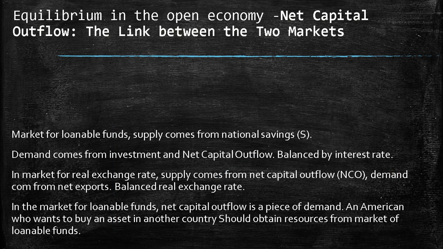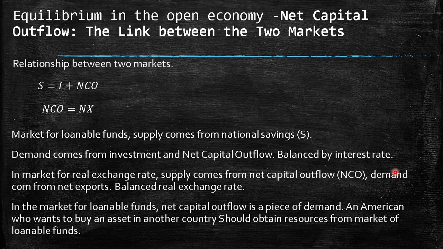Okay. Well, the equilibrium in the open economy, net capital outflow. Then we're going to verify the link between the two markets. So we already know that we have the market for loanable funds and we have the market for foreign exchange, the exchange rate. So then we have a relationship between two markets. Then we have these two situations: S equals I plus net capital outflow, so saving equals investment plus net capital outflow, and the net capital outflow should be equal to net exports. So the link between these two markets, to understand how a change in one market affects the other one, should be the specific one, NCO.